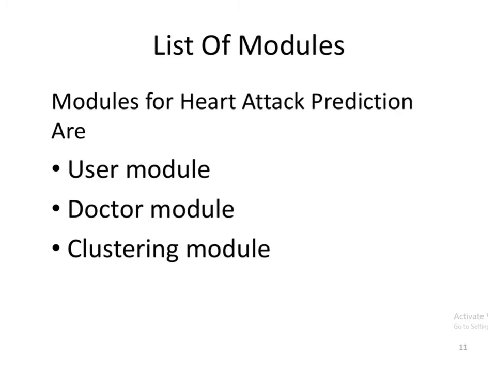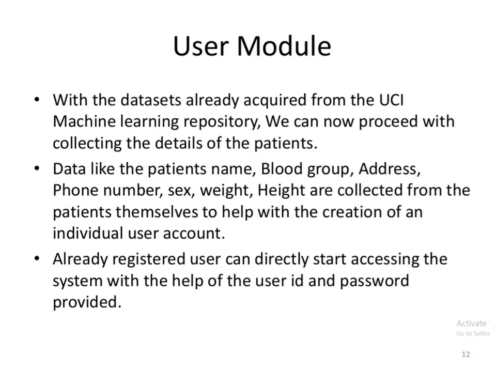List of modules. Modules for heart attack prediction are user module, doctor module, and clustering user module with the data set already acquired from the UCI machine learning repository.